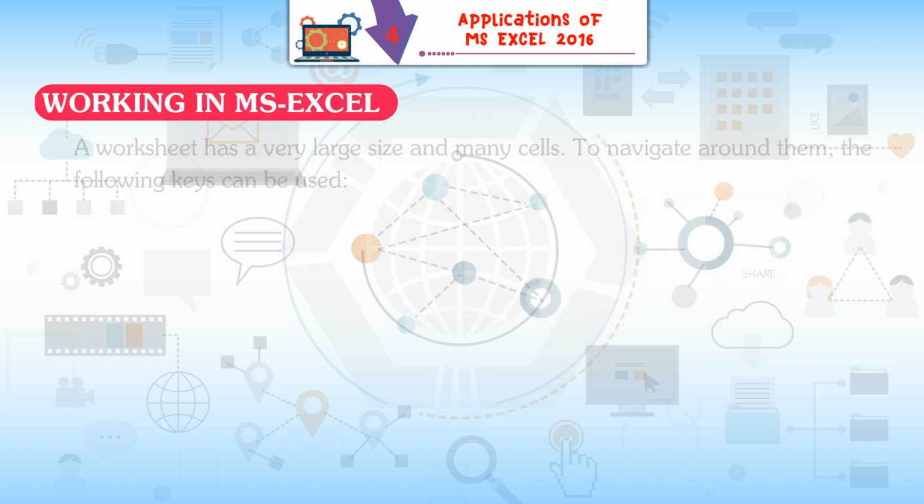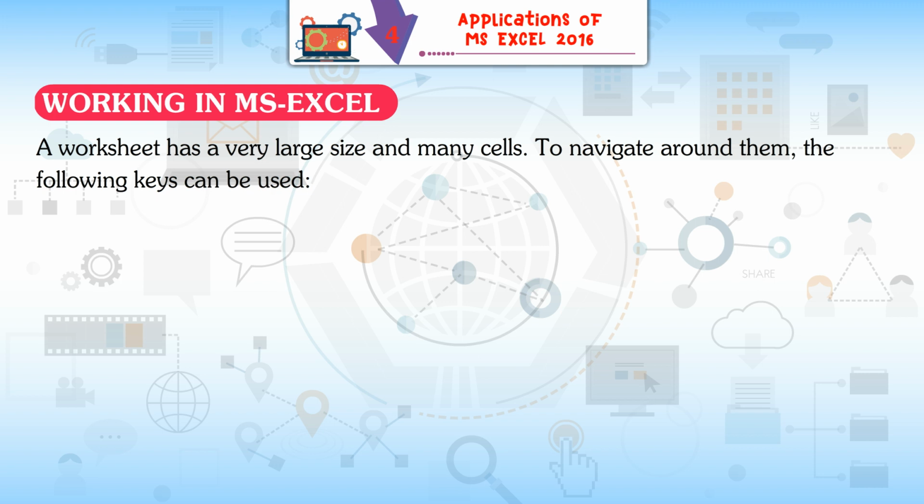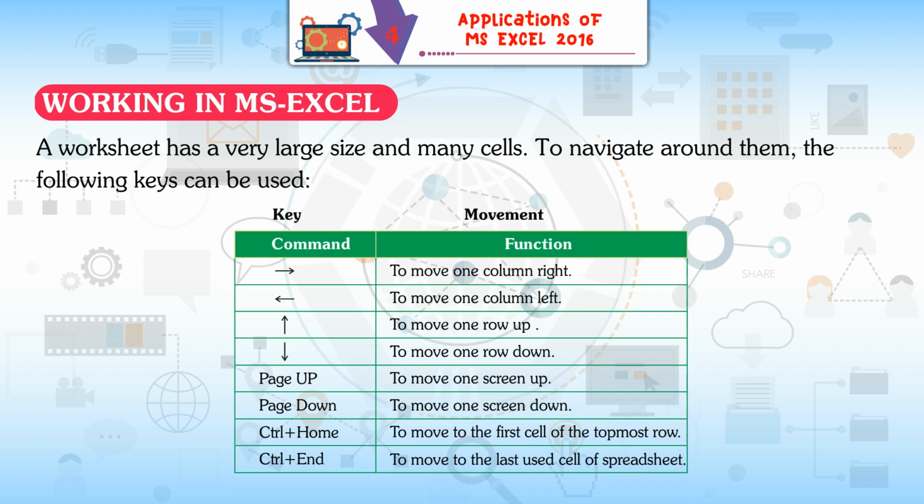Working in MS Excel. A worksheet has a very large size and many cells. To navigate around them, the following keys can be used. Right key to move one column right, left key to move one column left, up arrow to move one row up, down arrow to move one row down, Page Up to move one screen up, Page Down to move one screen down, Control plus Home to move to the first cell of the topmost row, Control plus End to move to the last used cell of the spreadsheet.